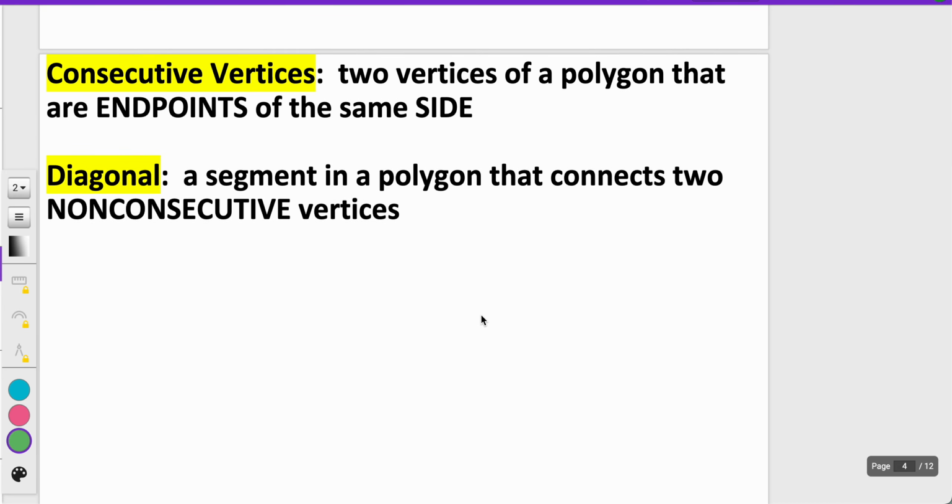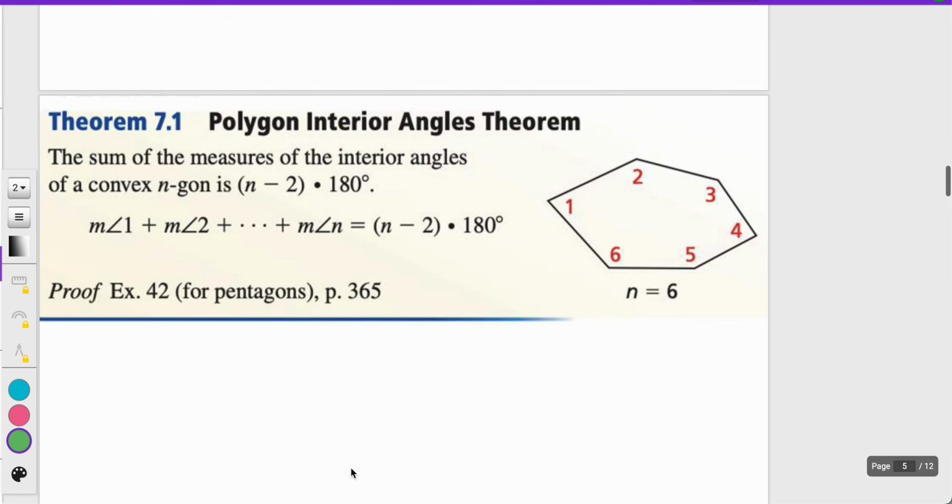First thing we want to make sure we understand, consecutive vertices are two vertices of a polygon that are endpoints of the same side. Diagonals are segments in a polygon that connect two non-consecutive vertices. It doesn't necessarily have to connect exactly halfway across, just as long as they're not side by side and you're connecting one vertex to the other.